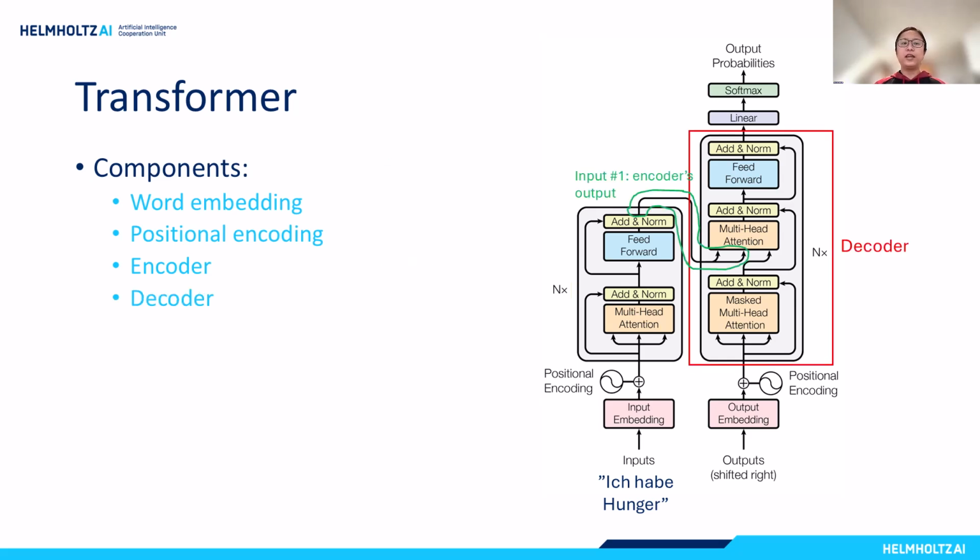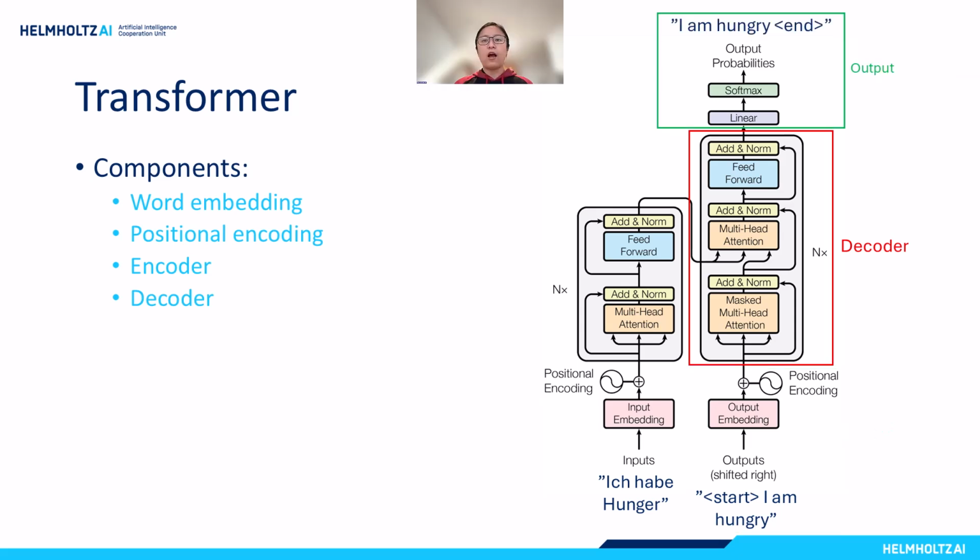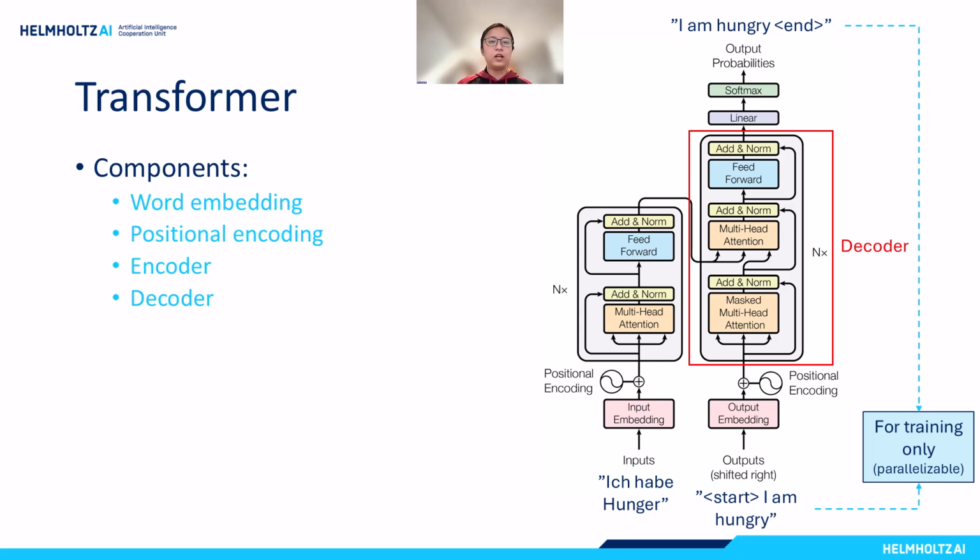The decoder receives the encoder's final output, and the translation ground truth or target sentence shifted one step to the right, starting with a special start token. This means that at each position, it uses the correct previous words from the ground truth to predict the next word. After a final layer and softmax, it outputs the translated sentence. Note that this input and output of the decoder like this is only for training, so it can be parallelizable.